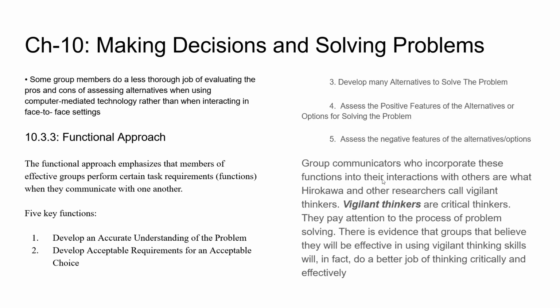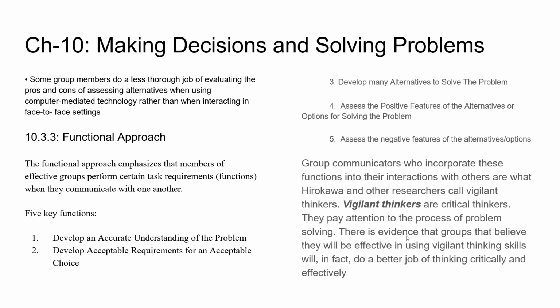So and then group communications, you incorporate these functions and interactions, or what Hirakawa and others call vigilant thinkers, right? Vigilant thinkers are awesome. They're critical thinkers, and they pay attention to the process of solving problems. They're detailed. It's like the domino thing. Has anybody seen that, where you have a million of them in a row and people make them do really elaborate stuff, right? You got to make sure the problem is, I need to make the dominoes go from the beginning to the end, right? So how do I solve this problem? It's very detailed, because that one hiccup causes the whole thing to fail.